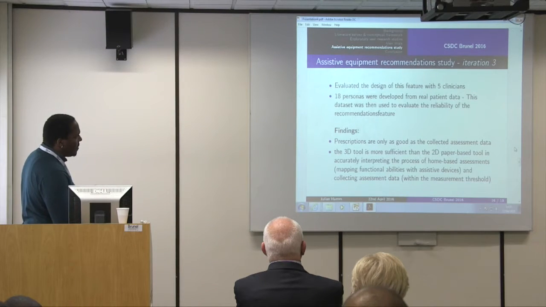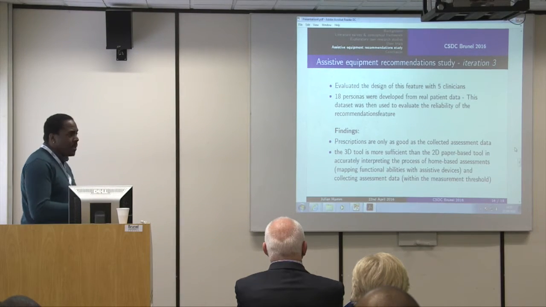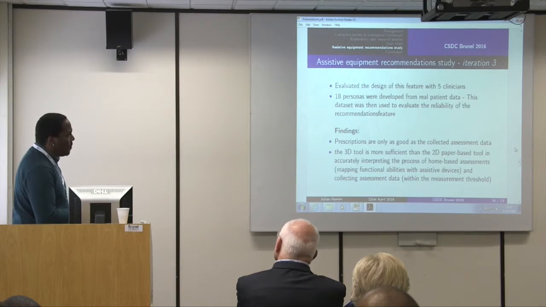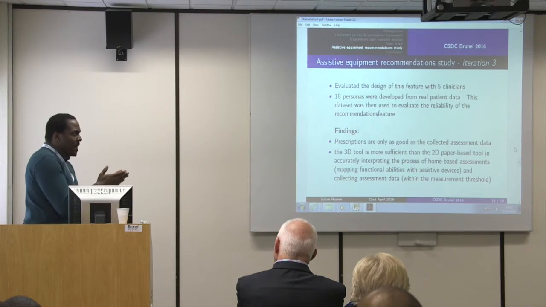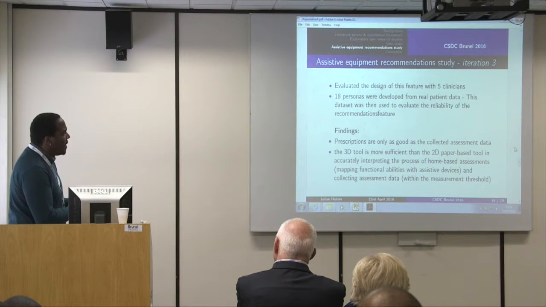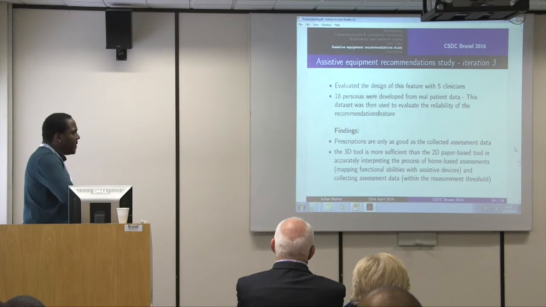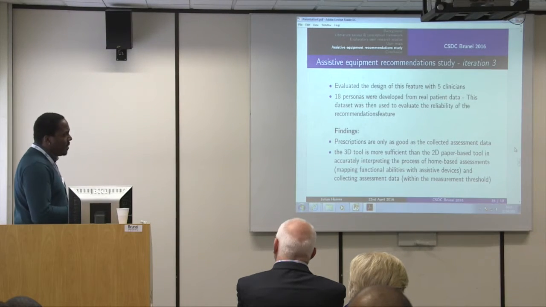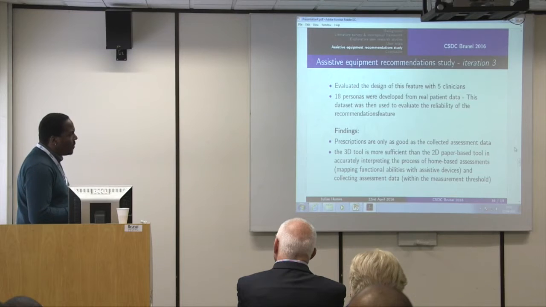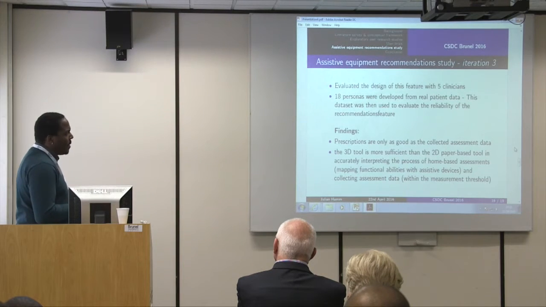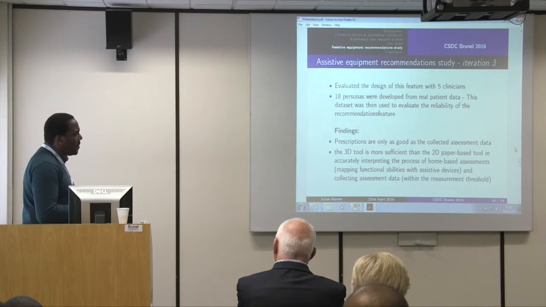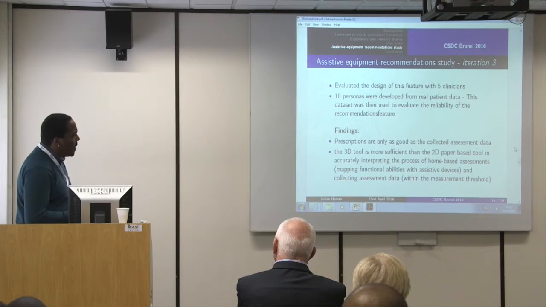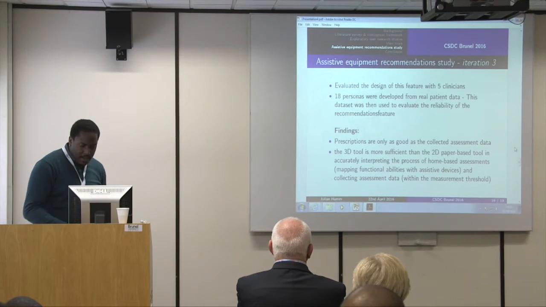So prescriptions that are made are only as good as the collected data. If you don't have an accurate picture of what the patient needs, then it's going to affect the effectiveness of the prescription. The 3D tool is more sufficient than the 2D tool, we found, again for interpreting the process of assessments and what was needed, and to do with collecting assessment data.